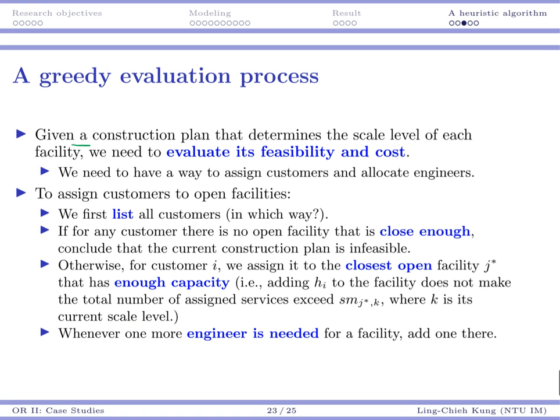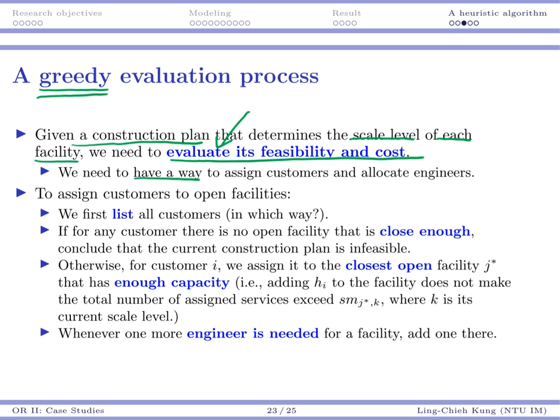So now, given a construction plan with scale level for each facility, we now need to have a way to evaluate its feasibility and the cost. So this question is also difficult because you have so many customers to assign, and the assignment also has some impact on engineer allocation. And engineer allocation is also not easy because that also has something to do with utility cost. So we need to have a way to do that. So as a heuristic algorithm here, we also use a heuristic way to do the evaluation. Again, that's a greedy method.